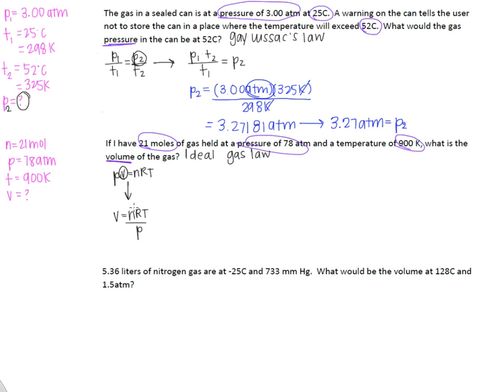I know what N is, but I need to double check what R is. Now, if you remember from class, R is a constant, and R depends on which particular pressure you are given, because there are a number of different values for R. Since our pressure is in atm, that means our R value is equal to 0.0821.